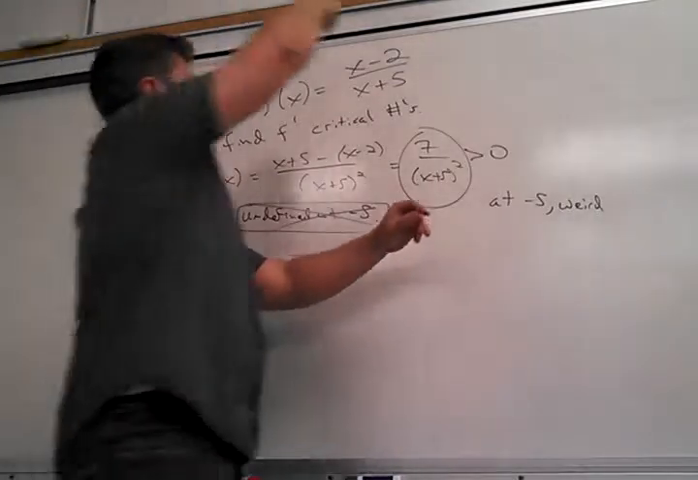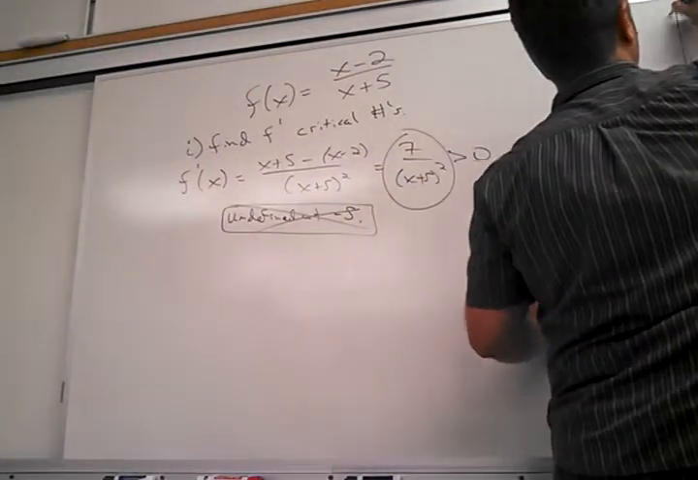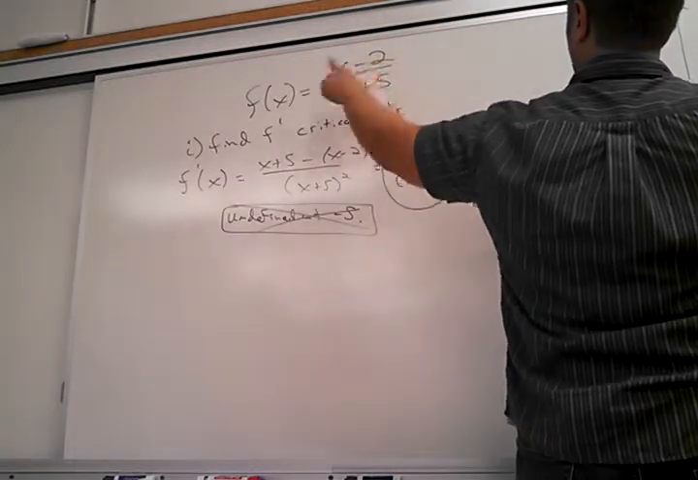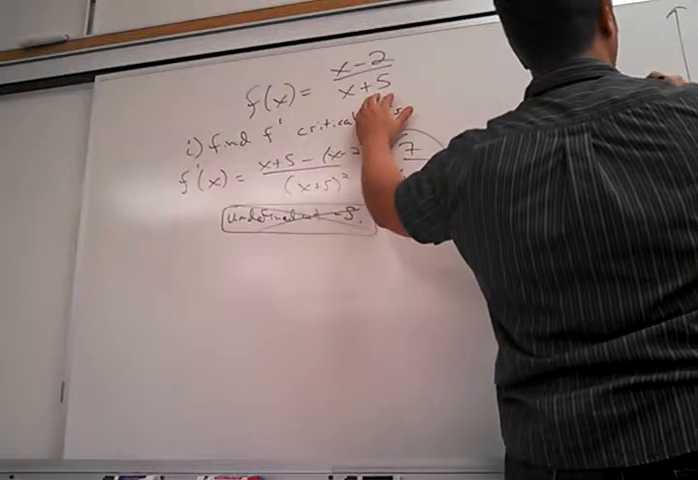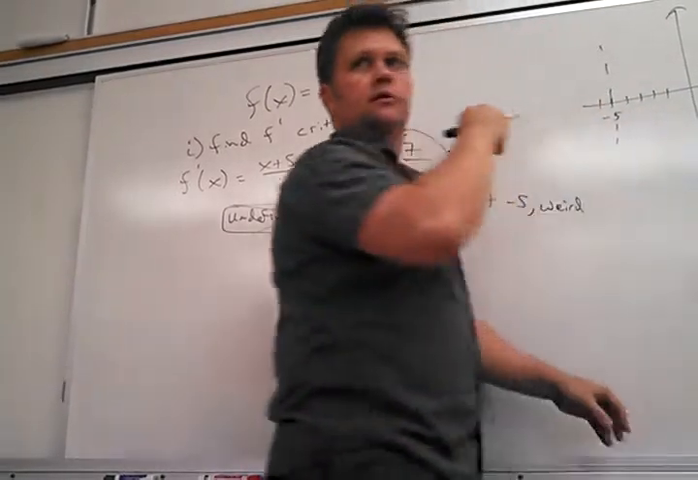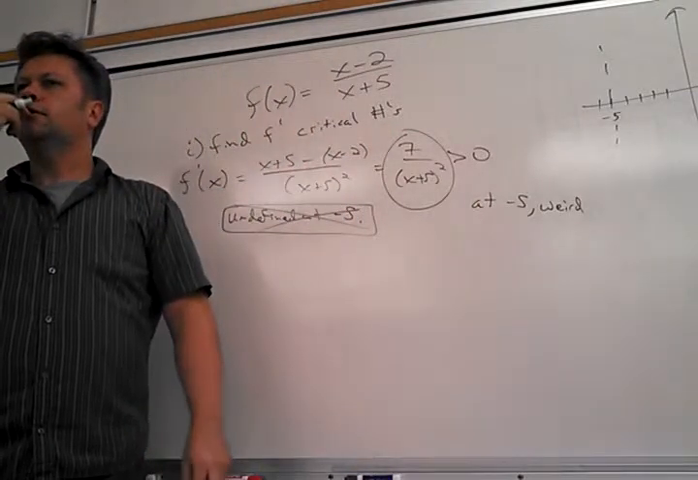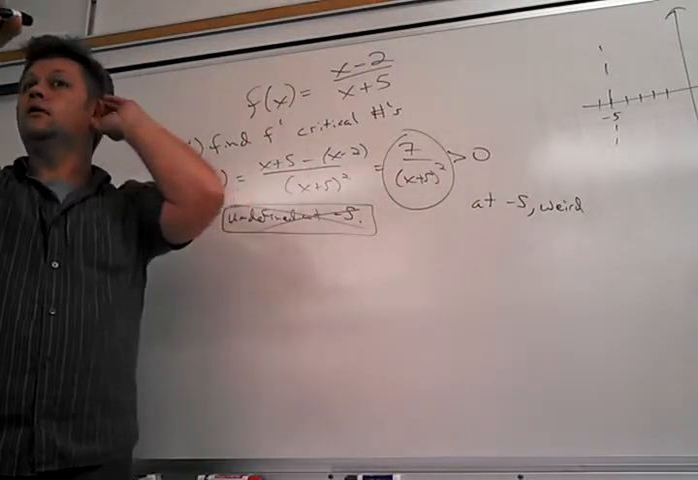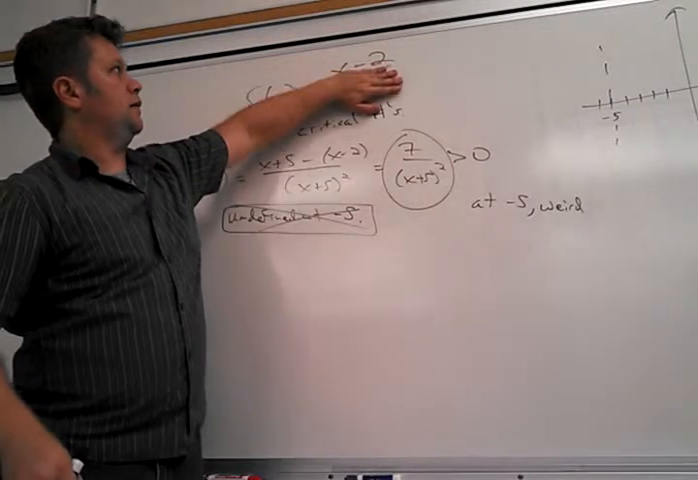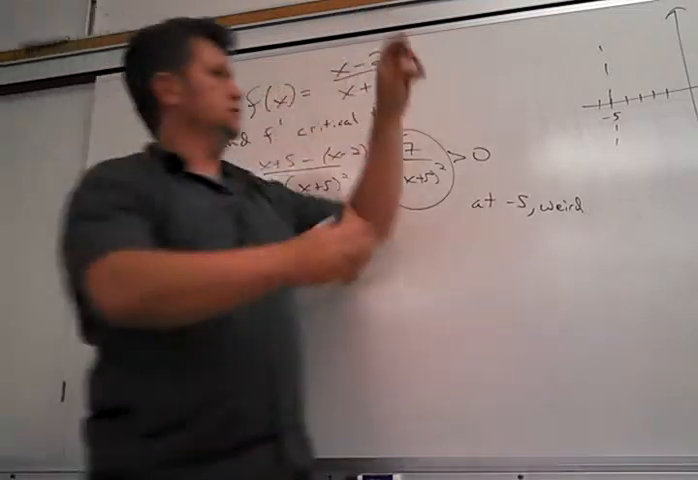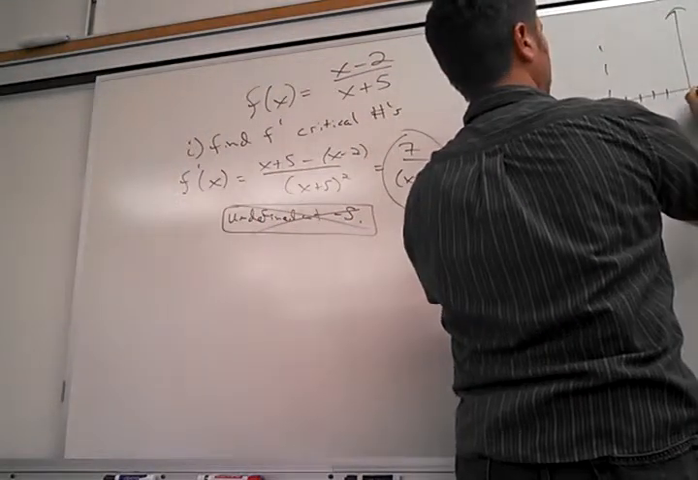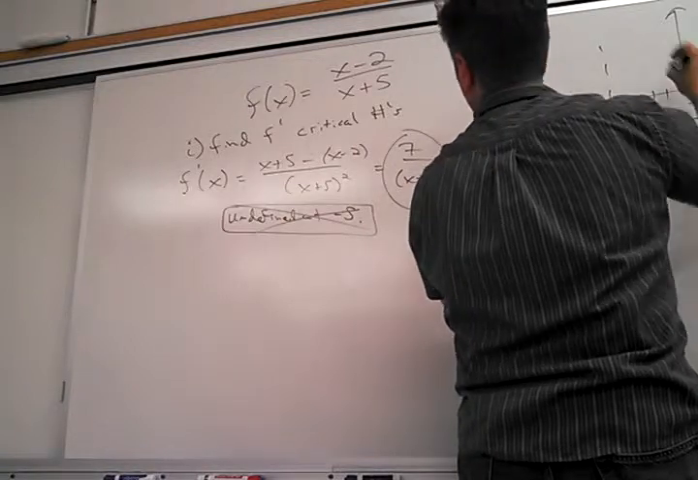Now, of course, if we remember our pre-calc, we already know something about this. What do we know about this? Two things, just looking at that. Vertical asymptote at -5, and a horizontal asymptote at 2. There's an intercept at x equal 2, right? The y-intercept is -2/5.